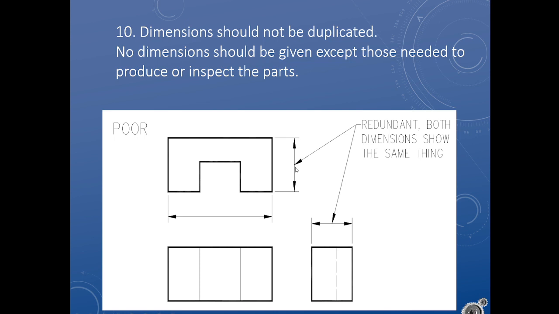Dimensions should not be duplicated. So remember that one that we saw in two different views? Bad. So if we had both of these dimensions, then we would be over-dimensioned. We're redimensioning the same thing.